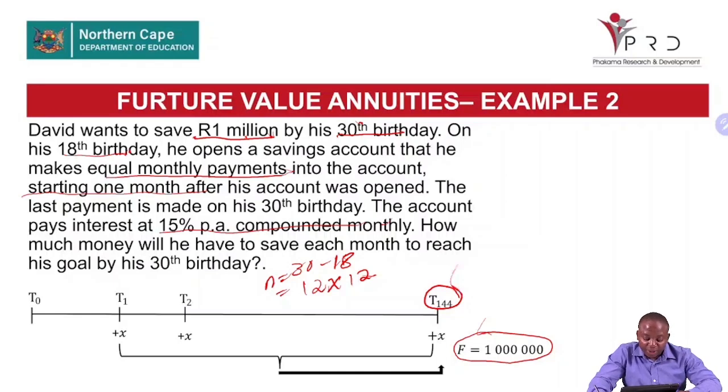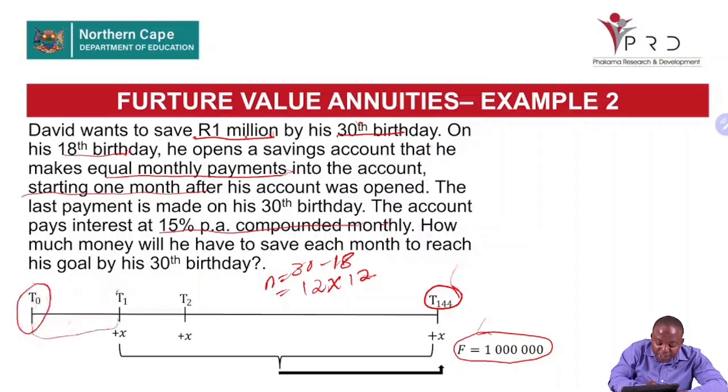Now we proceed. Starting 1 month after, we can see at T0 we have nothing. We don't have an X there. The X is at T1 because we started a month later. Remember, this represents a single compounding period. As it is compounded monthly, a month later will be at T1, right? So we start 1 month after his account was opened, and the last payment is made on the last day.